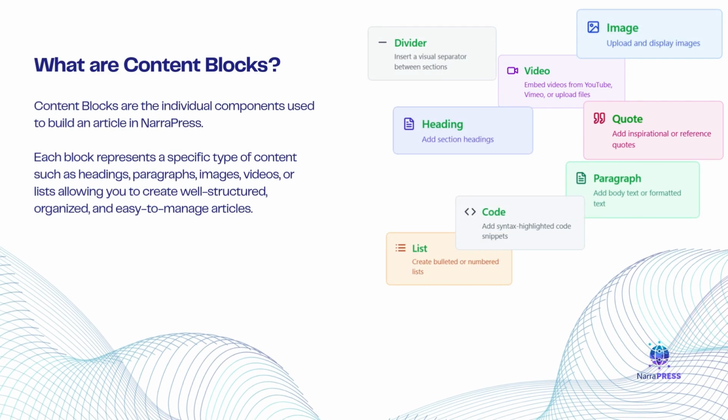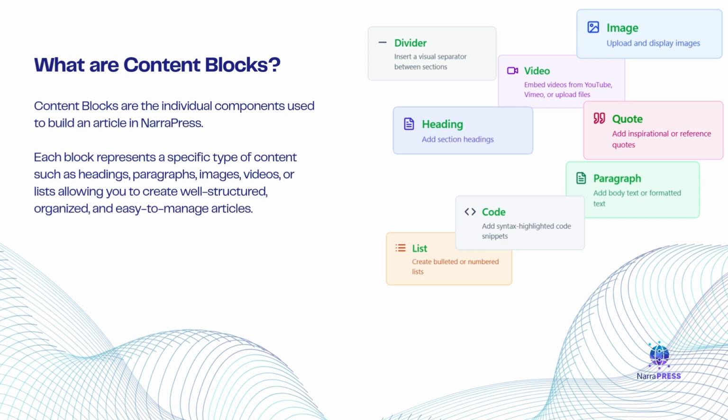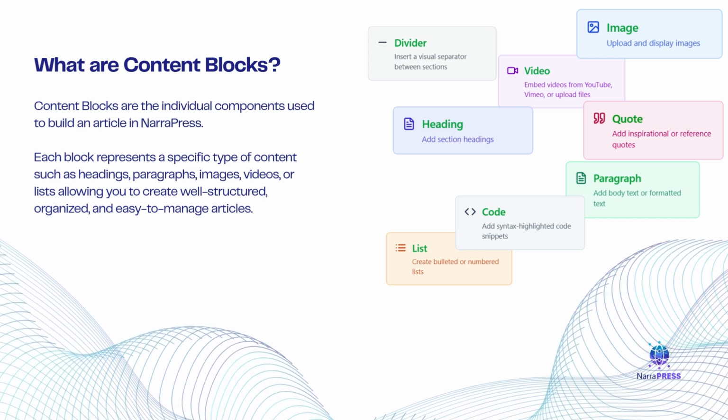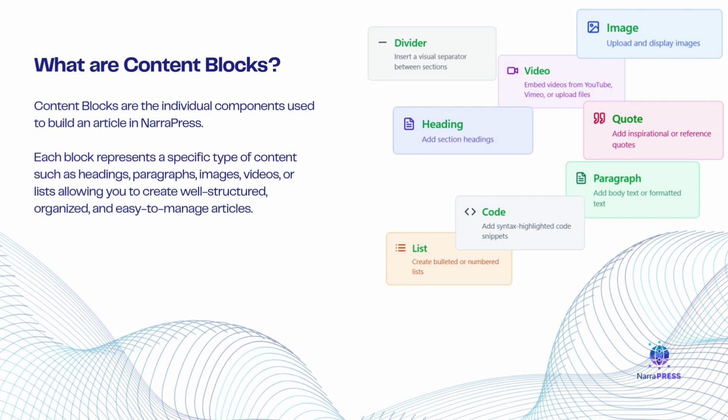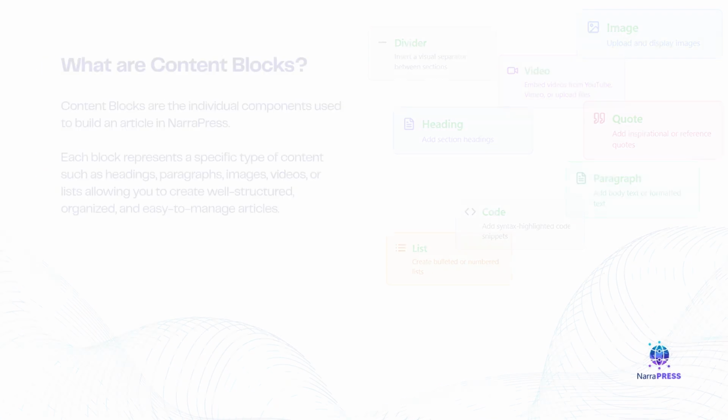Content blocks are the building blocks of every article you create. Instead of writing everything inside one large text box, NarraPress allows you to organize your content into individual sections, making your articles cleaner, easier to edit, and much easier for readers to follow. By the end of this tutorial, you'll understand when to use each block type and how to combine them to create professional-looking articles.